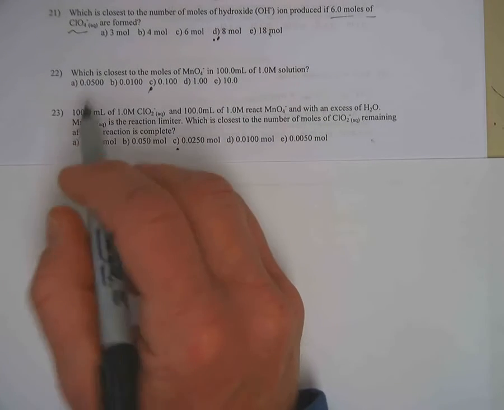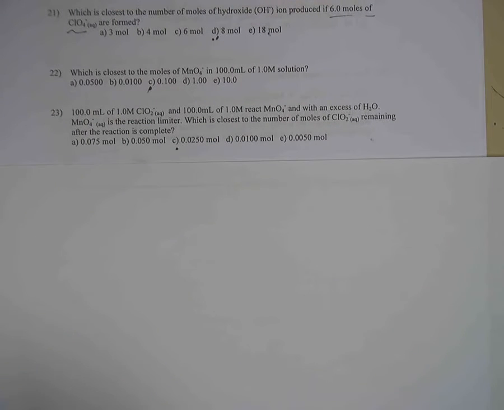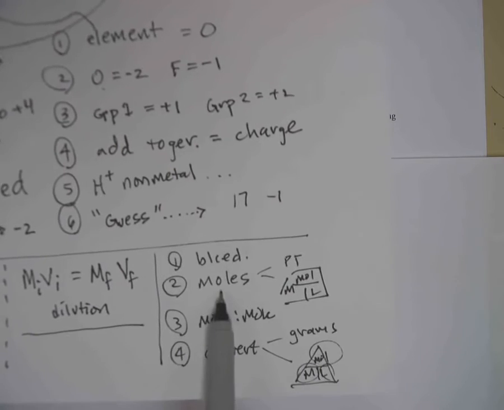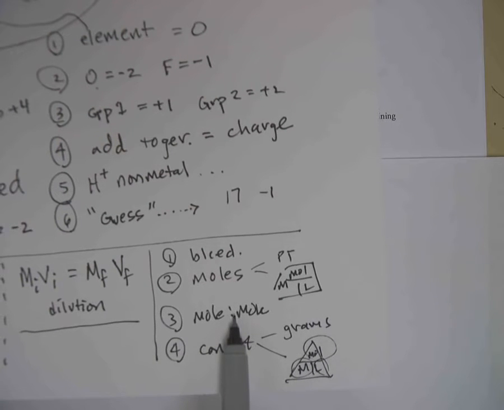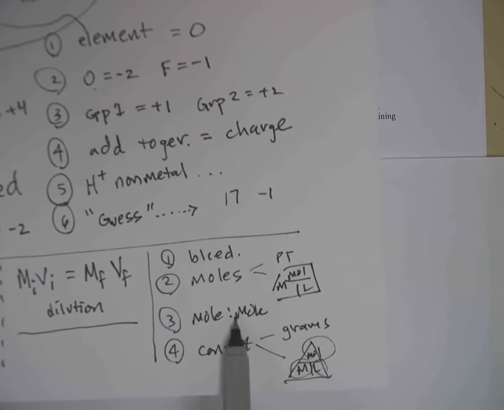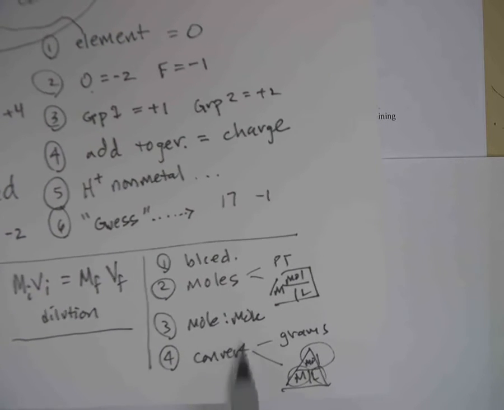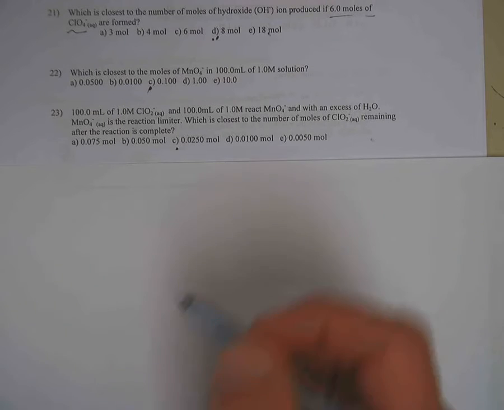Step number 1, write the balanced chemical equation. Step number 2, convert to moles. So you're going to have to take both amounts and convert them to moles, and then do a mole-to-mole ratio with the limiter. And then we'll have to do a little subtraction to find out what's left over.